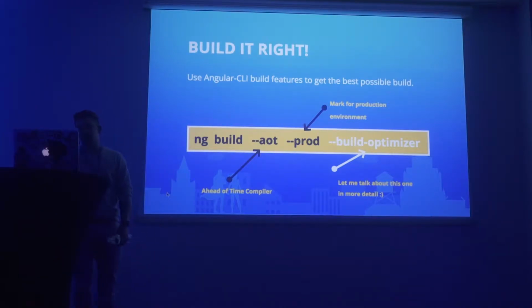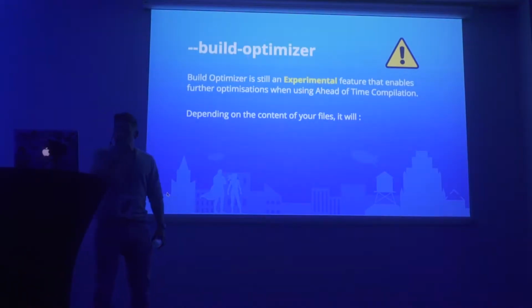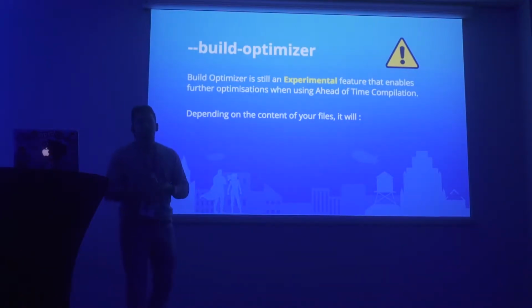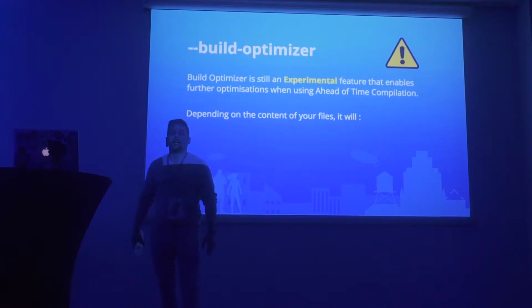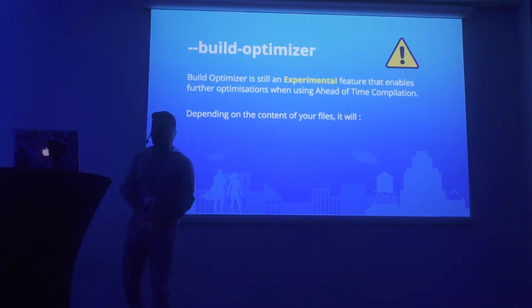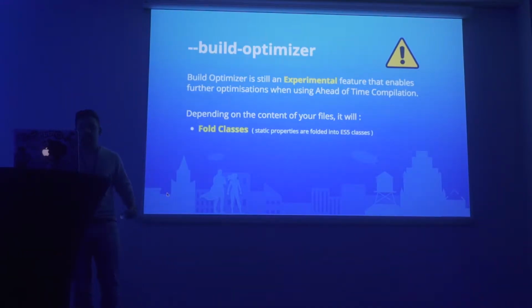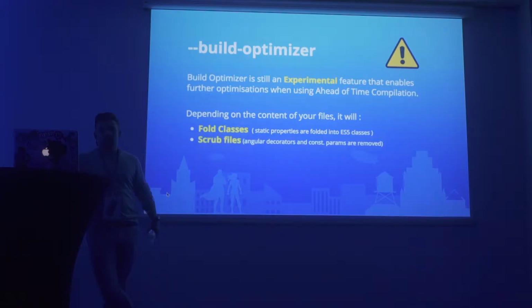So recently, Angular CLI 1.3 or 1.4 was released, I'm not sure which one. And this new feature was added. What it does is optimize your build further, only when you use AOT compilation. Depending on the content of your files, it will fold classes, so it will take your static properties and fold them into ES5 classes. It will scrub files, so Angular decorators and constructor parameters will be removed.